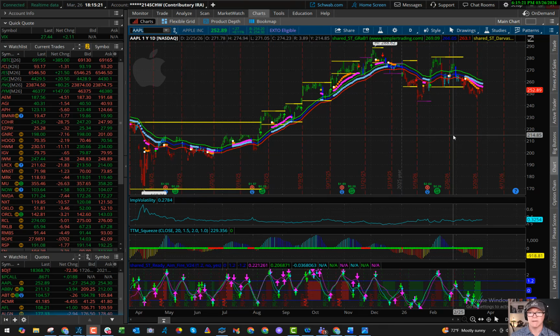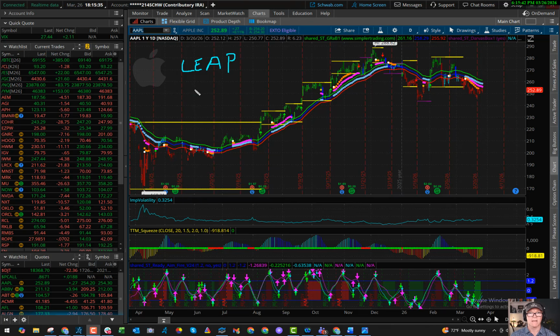We're looking at Apple here on the screen, and the way that we would do this is through a LEAP option. You've probably heard the term, you may have used it before. If not, we're going to talk about them and go over what they are. A LEAP option, L-E-A-P, is a long-term equity anticipation security. Long name, easy to use, right?